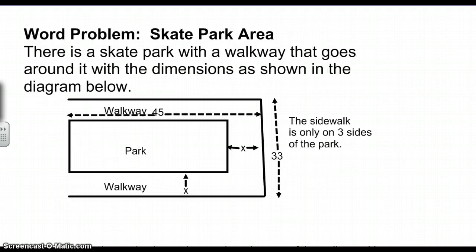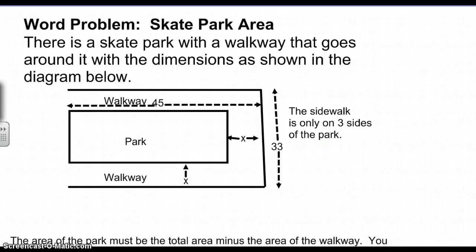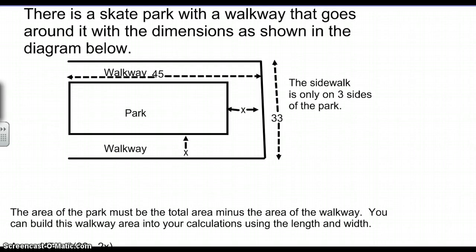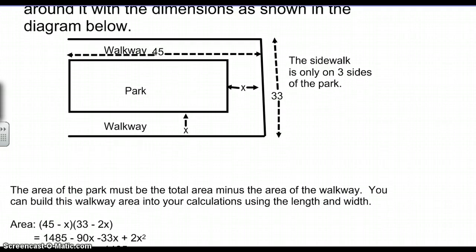Take a look at this word problem. This is a skate park area. There's a skate park, that's that middle part, with a walkway that goes around it with the dimensions as shown. We're going to have a walkway on the top, the side, and the bottom, and that walkway has a width of x. The length of the sidewalk from top to bottom is 33 feet, and the width going across is 45, but of course that includes the sidewalk. What we want to find is the area of that park in the middle. So the area of the park has to be the total area minus the area of the walkway.